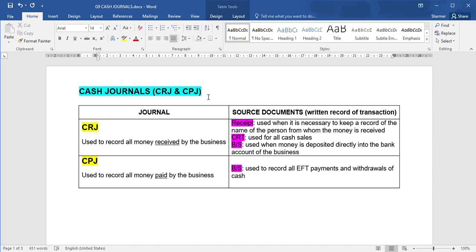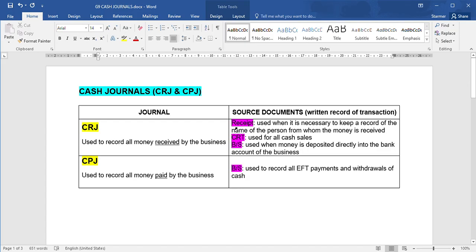journal. Before I go through an example on these journals, I just need to highlight your source documents for each of your journals. Now, a source document is a written record of a transaction. You have to keep a written record of all transactions, because if you don't, you're going to forget what transactions have actually taken place. For the cash receipts journal, there are three source documents.